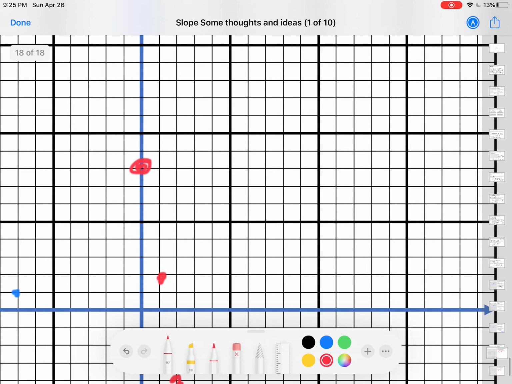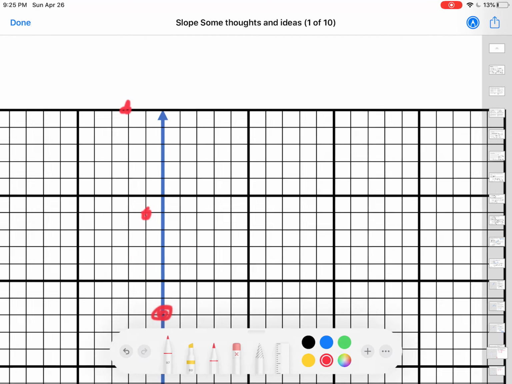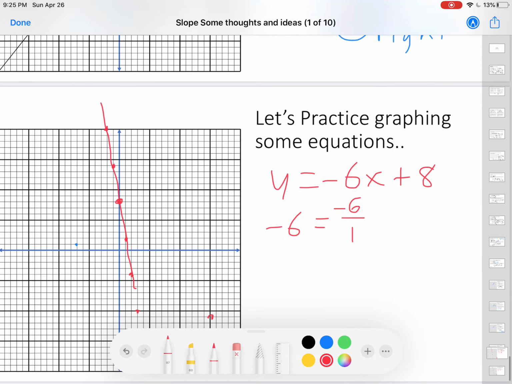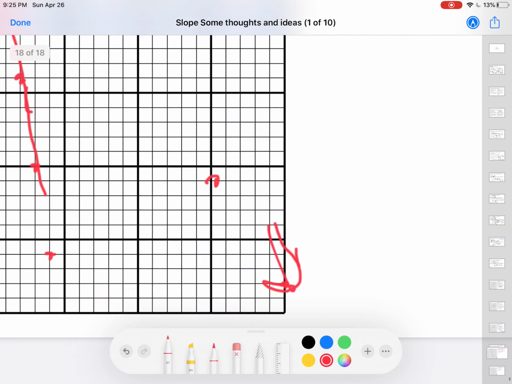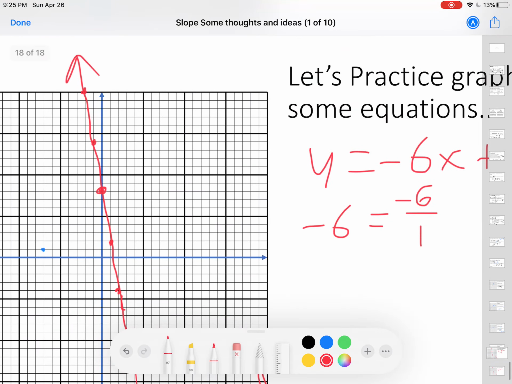1, we go 6 up. Remember, it's going backwards, so we go backwards. 1, we go 6 up. Negative, negative makes positive. Positive, negative makes negative. Arrow, arrow. That's how you graph.